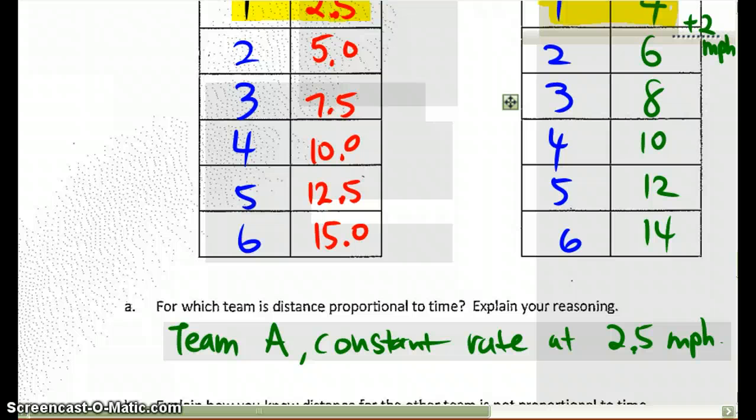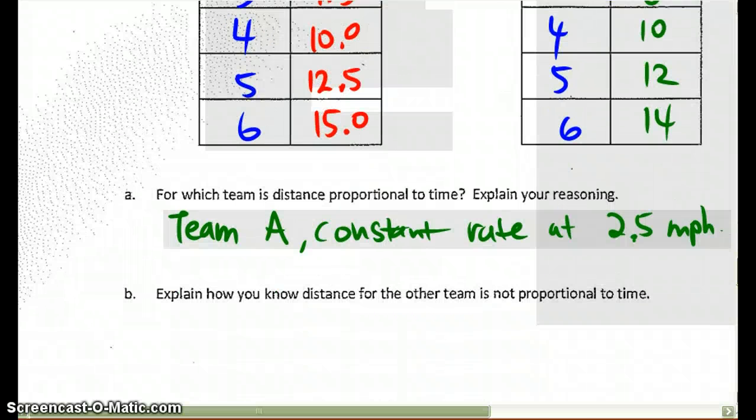Team A was the answer to letter A. They were the ones that traveled the distance proportional to time because it's a constant rate. So any time you see constant rate, it should be a clue to you that it's going to be proportional.